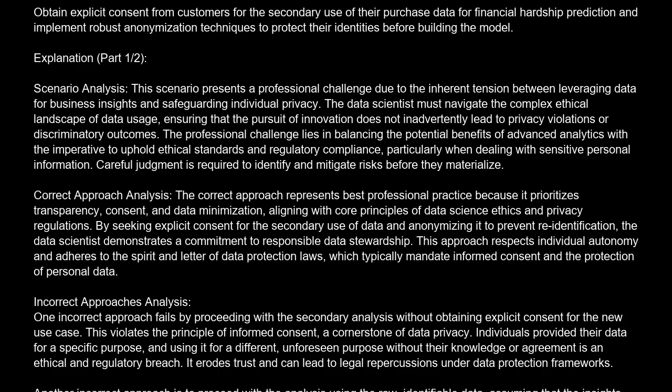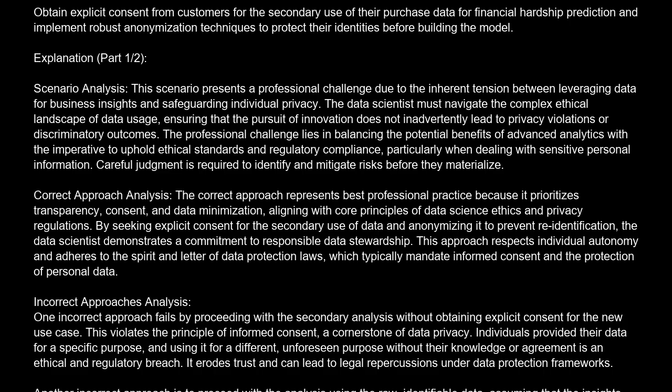Correct approach analysis. The correct approach represents best professional practice because it prioritizes transparency, consent, and data minimization, aligning with core principles of data science ethics and privacy regulations. By seeking explicit consent for the secondary use of data and anonymizing it to prevent re-identification, the data scientist demonstrates a commitment to responsible data stewardship. This approach respects individual autonomy and adheres to the spirit and letter of data protection laws, which typically mandate informed consent and the protection of personal data.